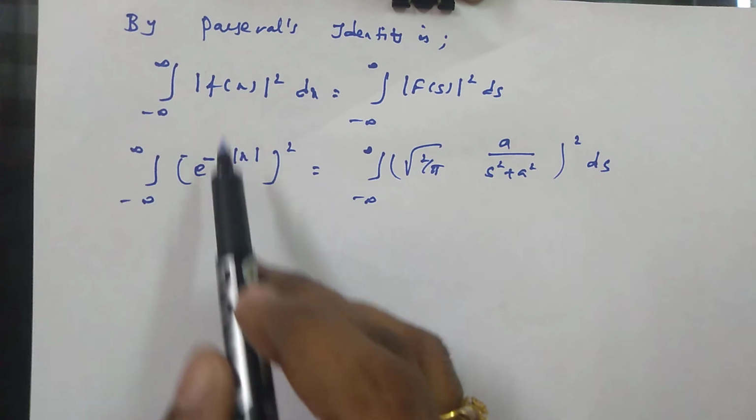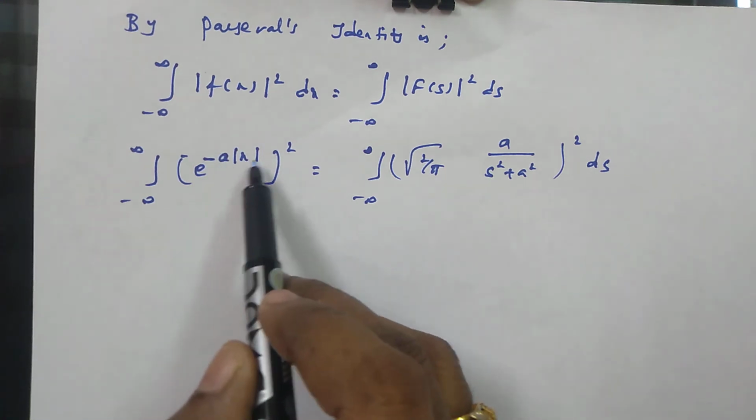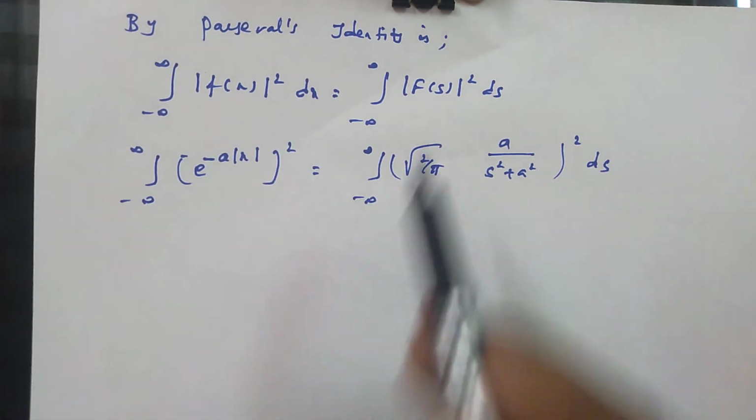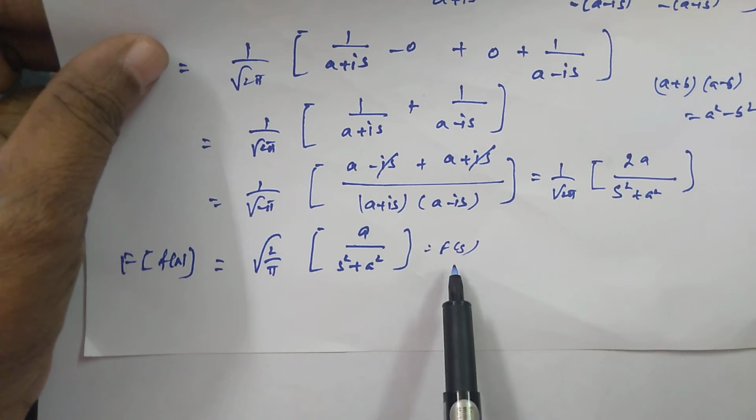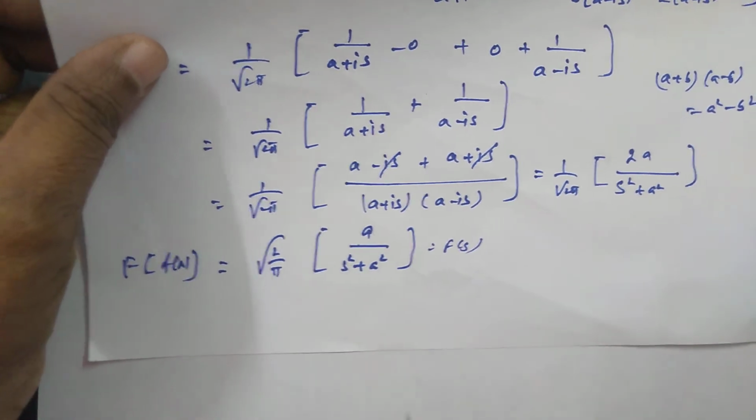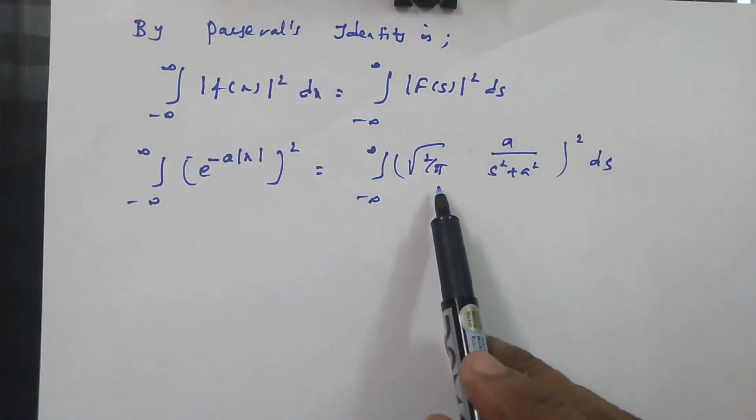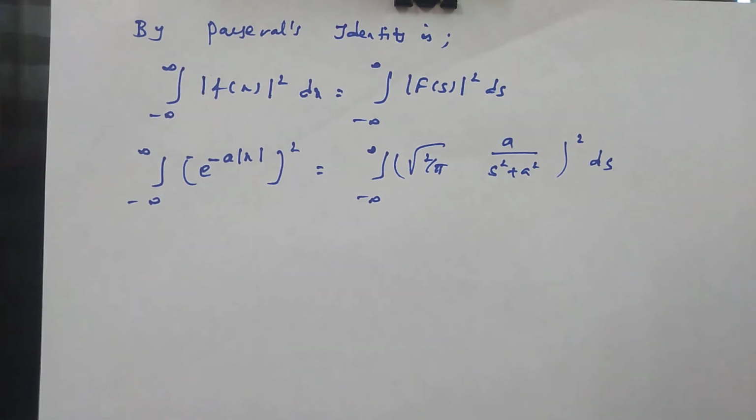We have the f of x, e power minus a mod x the whole square dx equal to F of s. F of s is nothing but, in part 1 we got the answer, the Fourier transform of f of x, that is our F of s. This answer we have to substitute in this place. So root of 2 by pi, a by s square plus a square into ds. Now we are going to integrate this.